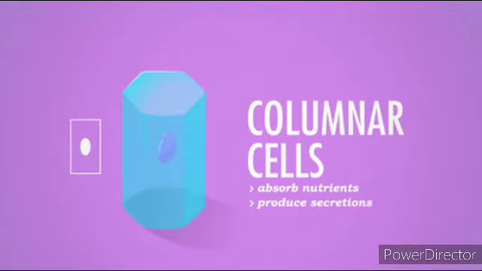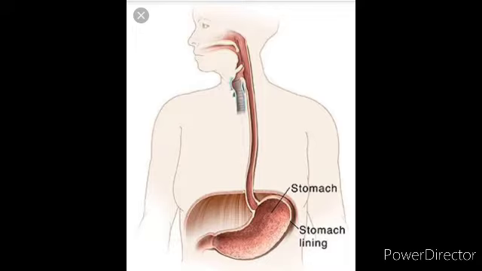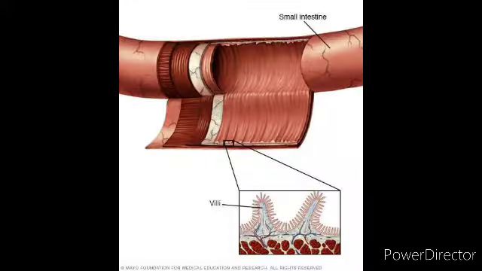The pillar-like cells are called columnar epithelium. These are cylindrical in shape. They are found in the lining of the stomach and small intestine, and facilitate the movement of nutrients.